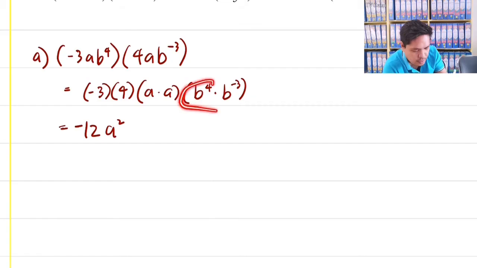And this, anong pwedeng gawin dito? You are multiplying two exponential expressions with the same base, so you just add the exponents. So add the exponents, 4 plus negative 3, that's 4 minus 3, that's equal to 1. So b. So that is the answer. Yan lang naman yung answer.